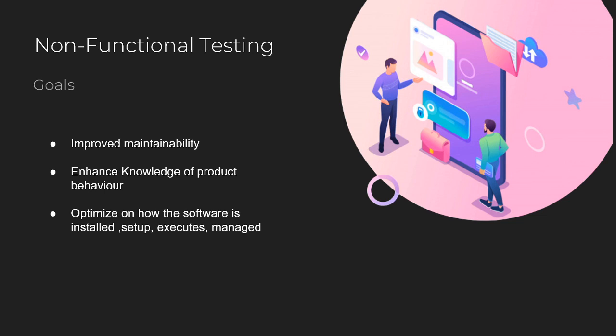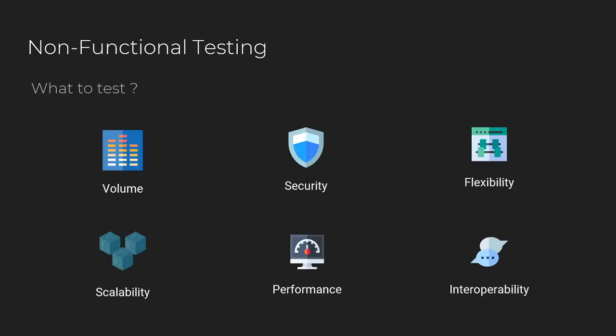And the next thing is optimizing how the software is installed, set up, executed, and managed. So it's more on architecture, software architecture. Non-functional testing, because it is non-functional, is kind of self-explanatory, but it could mean it is a structural testing. That's why one of its goals is to optimize how the software is installed, set up, executed, and managed. So we will learn about the flow of the system. That's the purpose of non-functional testing.